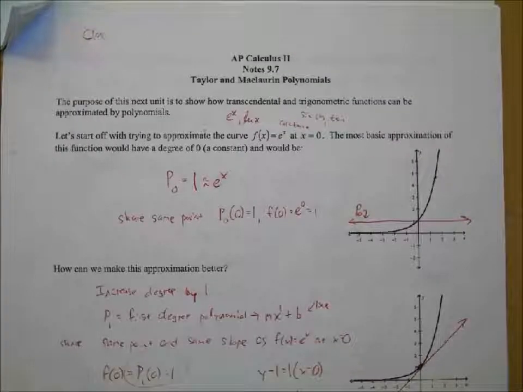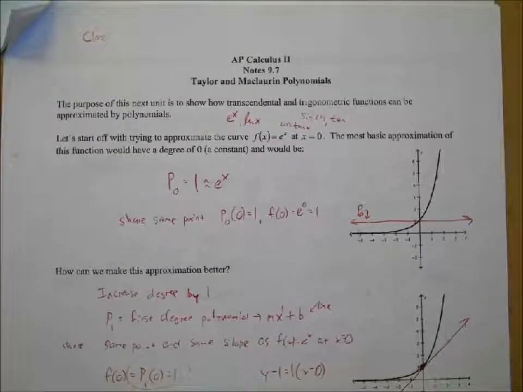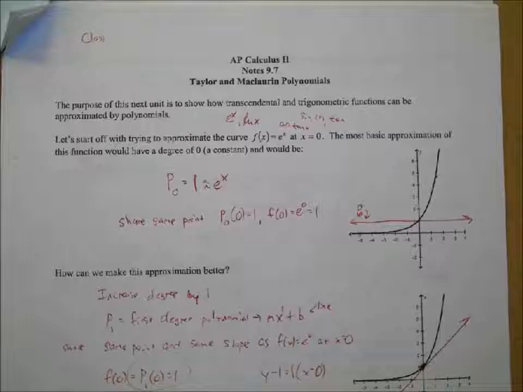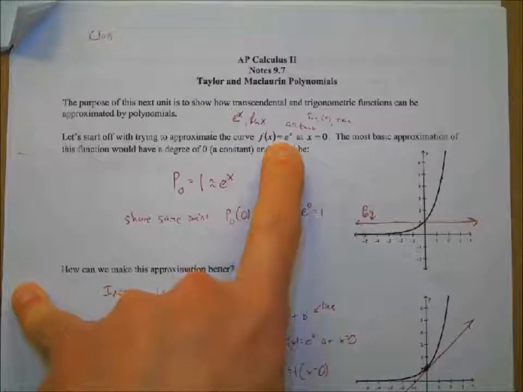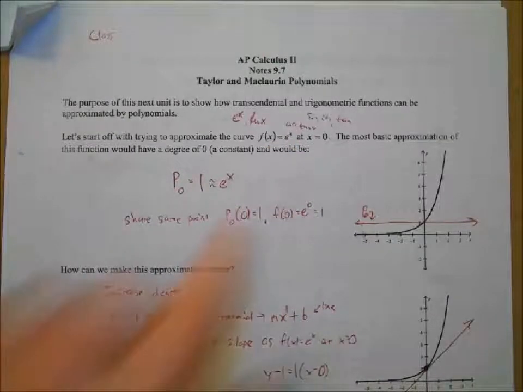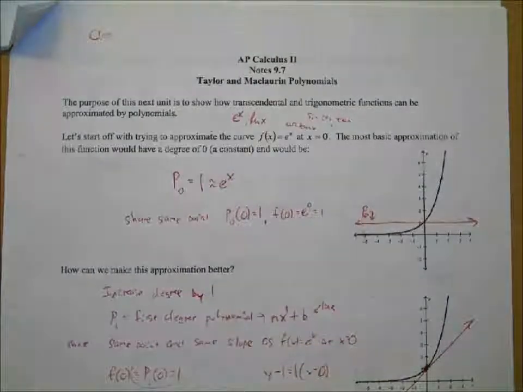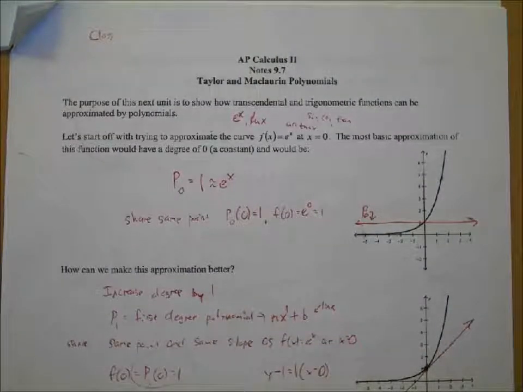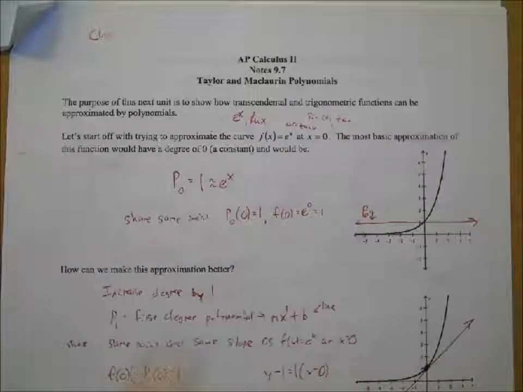This whole unit is predicated on the idea of using polynomials to approximate functions that are not polynomials. We started out with the function e to the x, and the way we built a polynomial to match it was to do this in steps. In the first step, we make sure our polynomial is the exact same as e to the x at the point x equals 0.